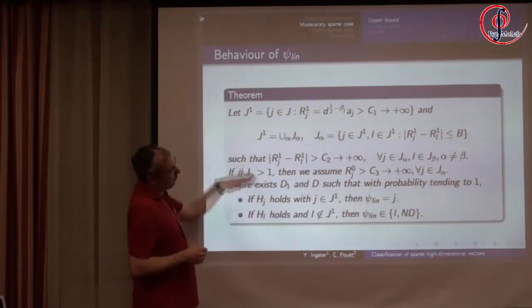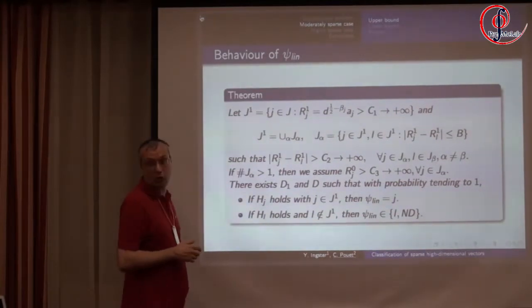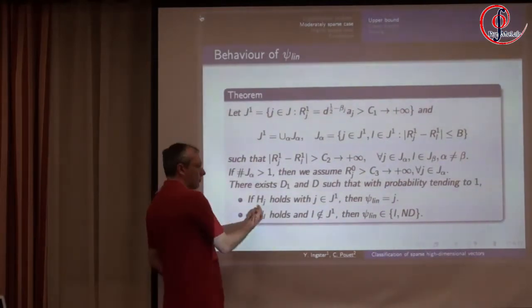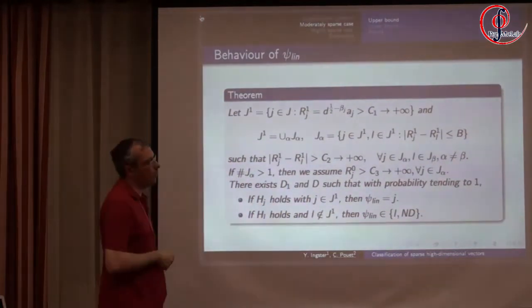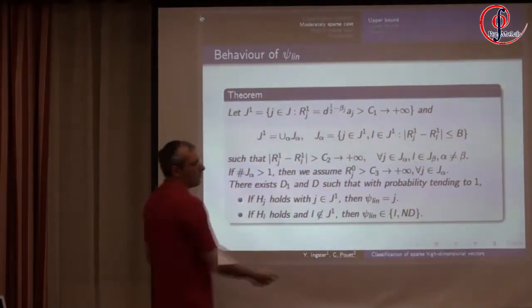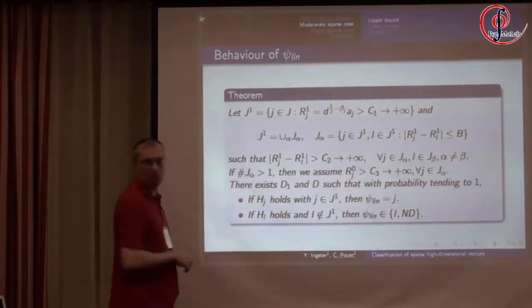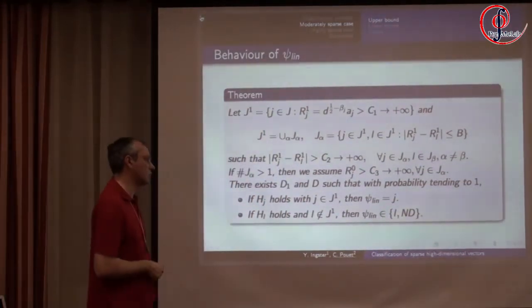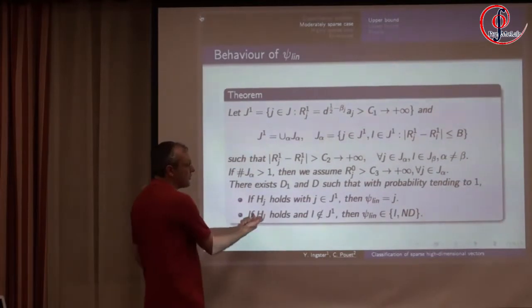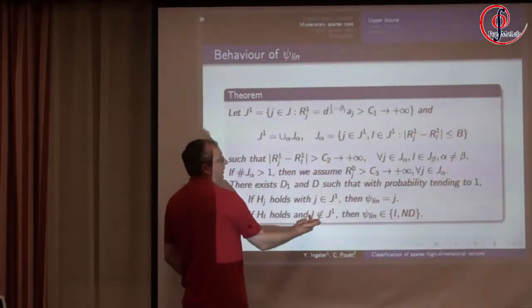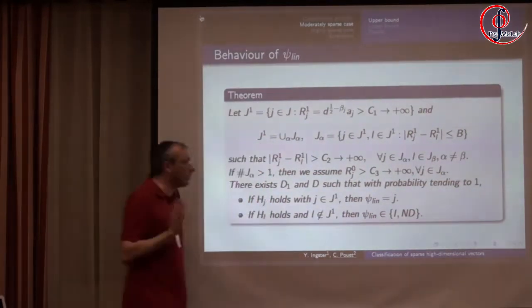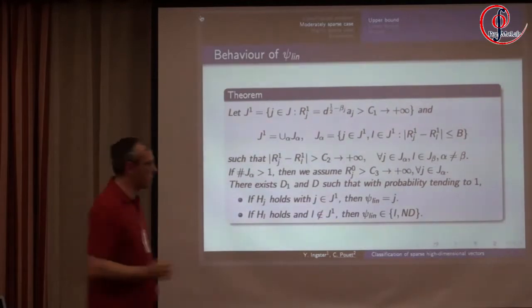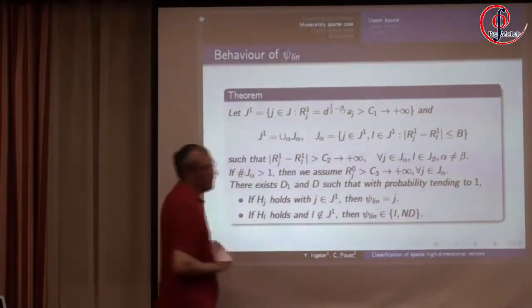So the theorem is the following. In fact, the classifier epsilon does the job. That is to say, if the true hypothesis is aj, and with j is in some set, that is to say, in fact, that beta is between 0 and 1/2, then epsilon will be equal to j, and this probability will go to 1. And if HL holds, and we know that L is not in this set, then epsilon can give an answer, and the right answer, because it can be L, or it will be no decision.